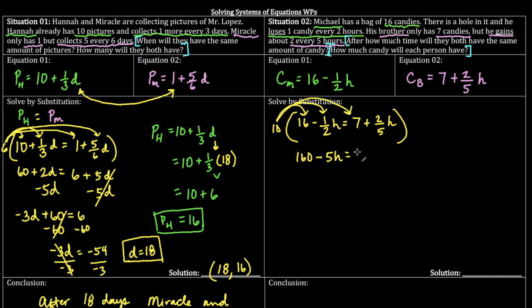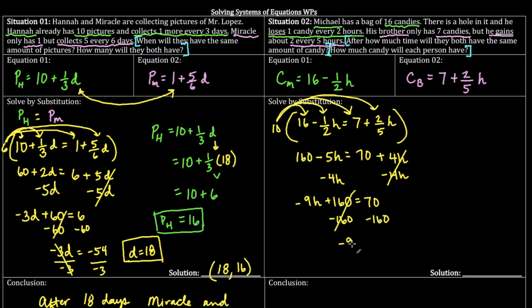10 times 7 is 70. A positive times a positive is a positive. 10 times 2 is 20. Divided by 5 is 4. Now let's solve for h. Minus 4h, minus 4h. Negative 9h plus 160. Let me write that down a little better. Plus 160 equals 70. Let's subtract 160.